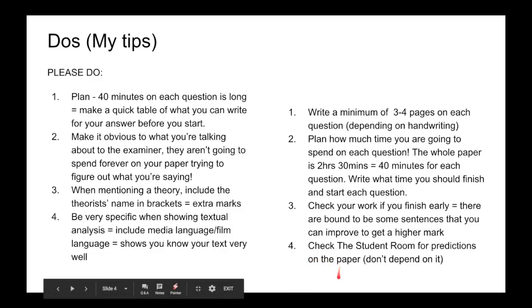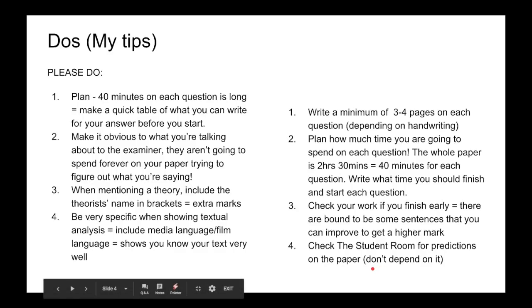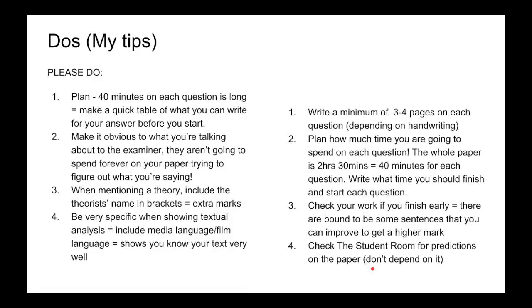Also, I would say check the student room for predictions on the paper, because last year I checked the student room for predictions and it was the complete opposite to what I was expecting, and some of the opinions on there were actually correct. Some of the stuff actually did come up on the AS paper, so definitely do check what other people are thinking, but don't depend on it because they are just predictions. They aren't examiners or the ones creating the paper. And don't avoid the rest of your revision.